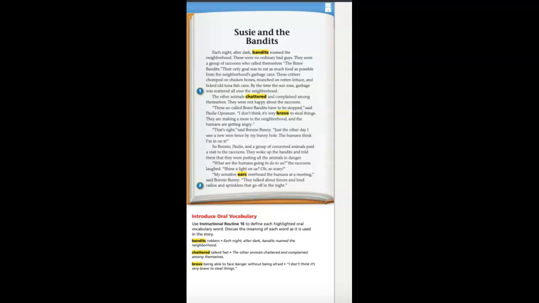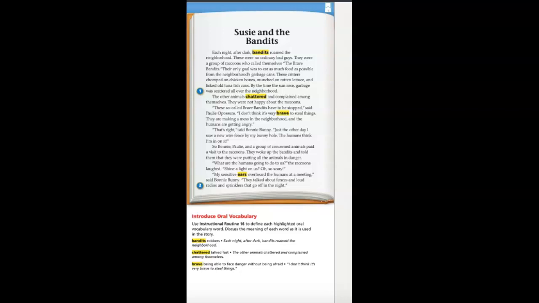They were not happy about the raccoons. "These so-called brave bandits have to be stopped," said Polly Possum. "I do not think it's very brave to steal things. They are making a mess in the neighborhood, and the humans are getting angry." "That's right," said Bonnie Bunny. "Just the other day I saw a new wire fence by my bunny hole. The humans think I'm in on it." So Bonnie, Polly, and a group of concerned animals paid a visit to the raccoons. They woke up the bandits and told them that they were putting all of the animals in danger.